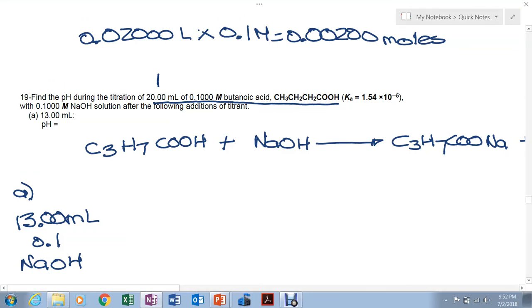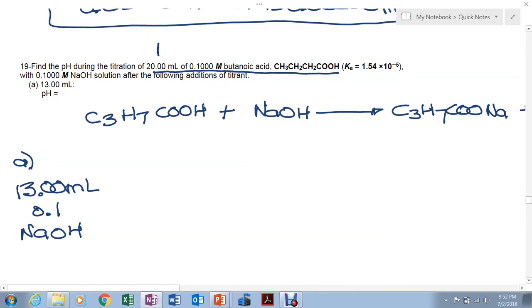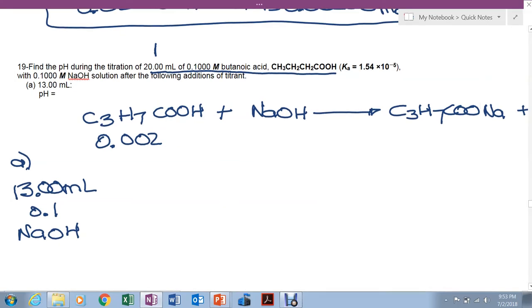So now what we need to see is, did you use all the acid? Did all the acid react with the NaOH? So here we got 0.002 moles. I'm not going to put too many zeros. The answer in the right sig figs is the same with the moles.